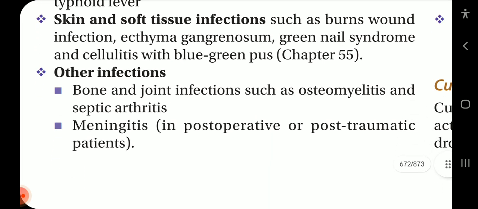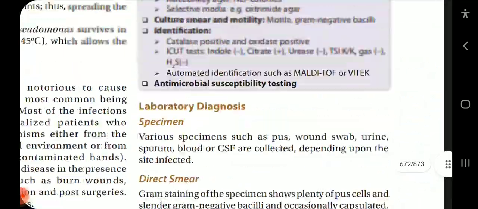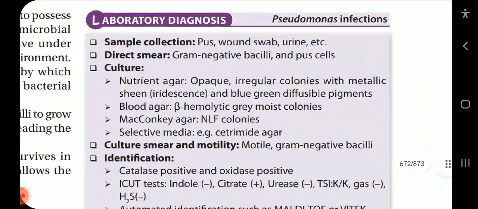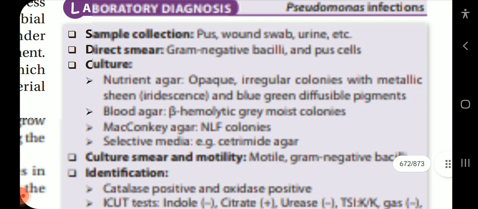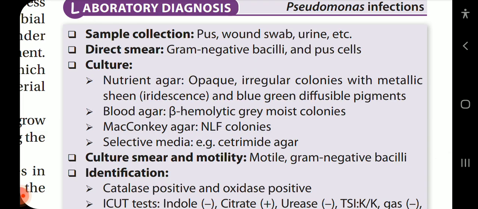Other infections include bone and joint infections such as osteomyelitis and septic arthritis, and also meningitis in post-operative or post-traumatic patients. Now coming on to the lab diagnosis. The sample collection: pus, wound swab, urine, etc. The direct smear: gram-negative bacilli and pus cells.